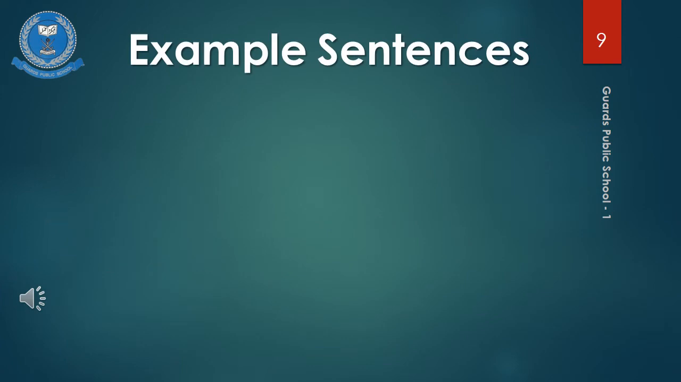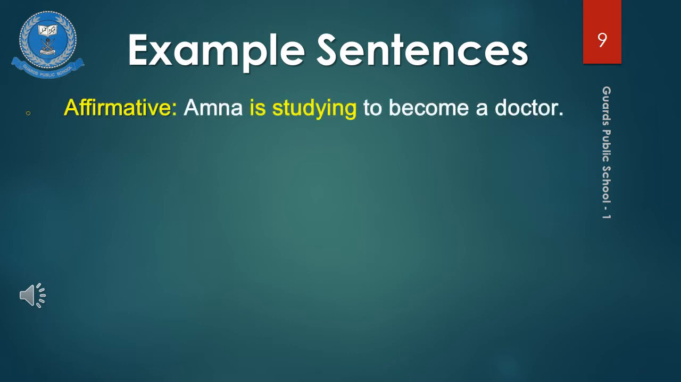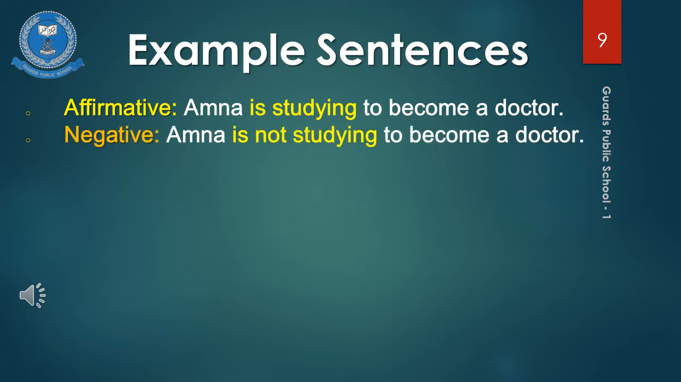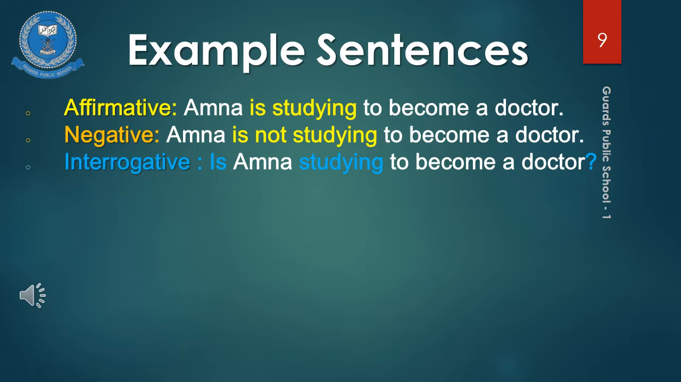Let's look into some examples to know in which scenarios we use present continuous tense in our sentences. Sentence number 1. Affirmative. Amna is studying to become a doctor. Negative. Amna is not studying to become a doctor. Interrogative. Is Amna studying to become a doctor? This sentence shows an action that the girl is performing that is in progress but started since a long time.